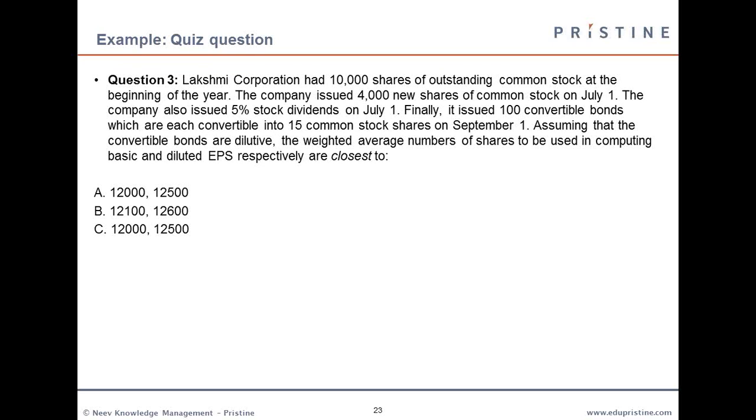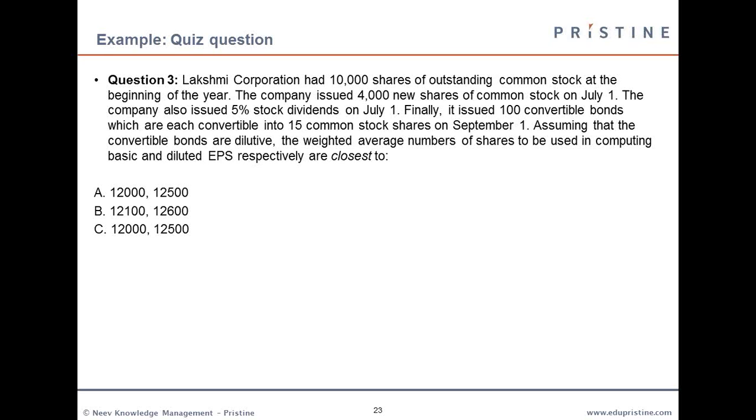Here's an example that will help you understand how we calculate these shares. Here's a company which has 10,000 shares initially. They issued 4,000 new shares on July 1st, and they issued 5% more dividends on the same day. And then they have some convertible bonds which they issued 100 convertible bonds, which are convertible to 15 common stock shares on September 1st.